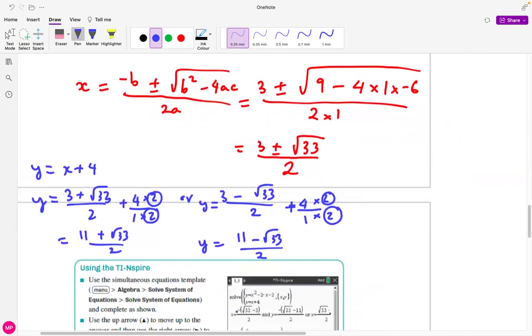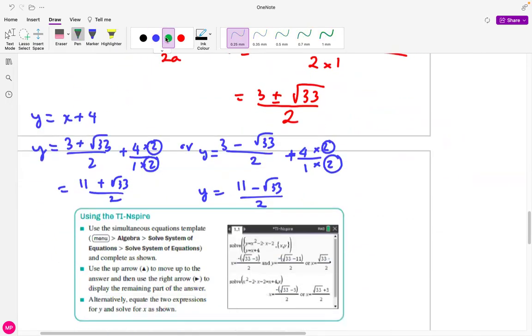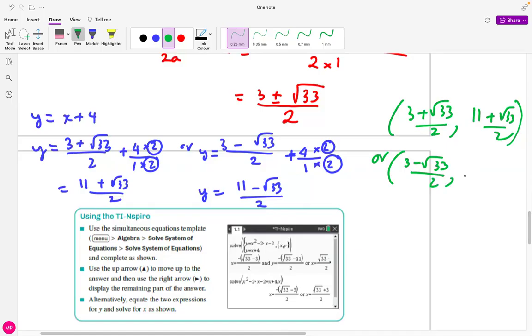So when you write the points of intersection, you have two answers. You either have 3 plus root 33 over 2, that's the x value, and this is the y value, 11 plus root 33 over 2. Or you write the other solution, 3 minus root 33 over 2, and 11 minus root 33 over 2, like that.